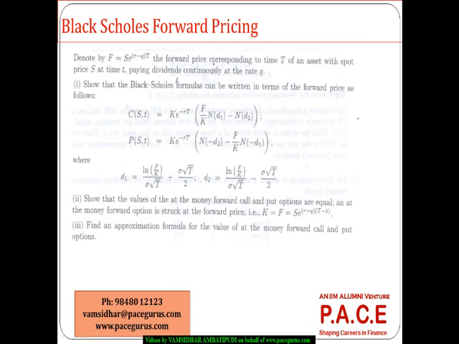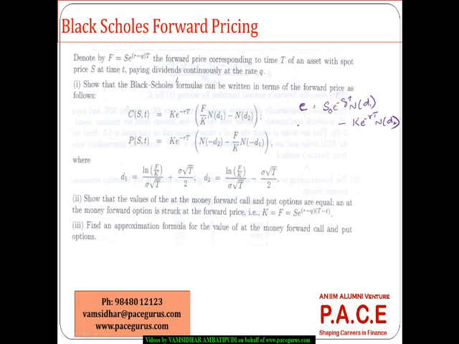Let's look at the kind of Black-Scholes formula that can be computed for a forward price. So basically what we can look at is we'll take for a typical spot price itself, the price of the call option goes as S naught e power minus qt N of d1 minus K e power minus rt N of d2.